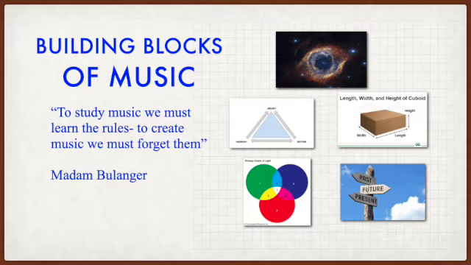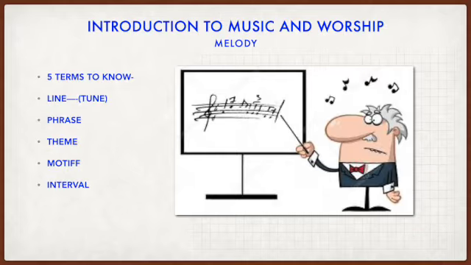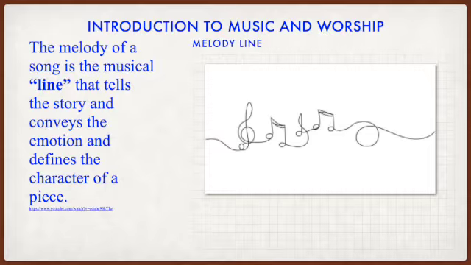The first thing I want us to learn are 5 terms: a musical line, which is a tune, a musical phrase, a musical theme, a motif, and an interval. So the melody of a song is called its line. And that tells the story and conveys the emotion and the character of a piece of music. It's very similar to the process of writing a sentence and then connecting sentences together to make paragraphs.